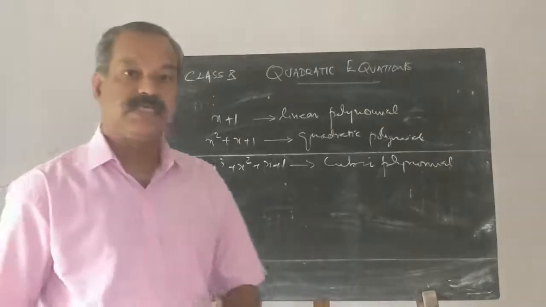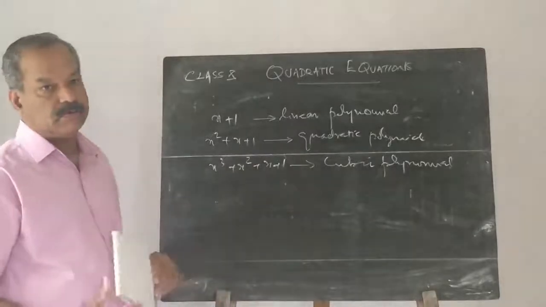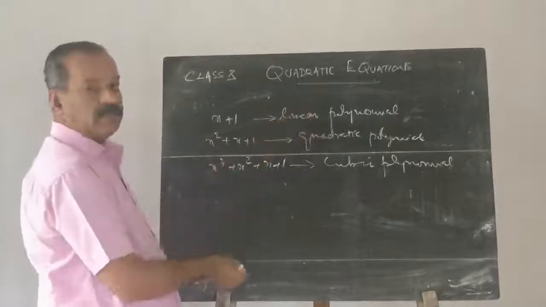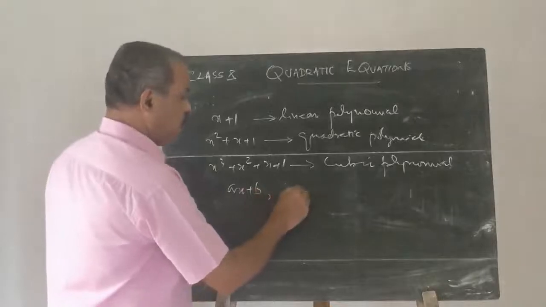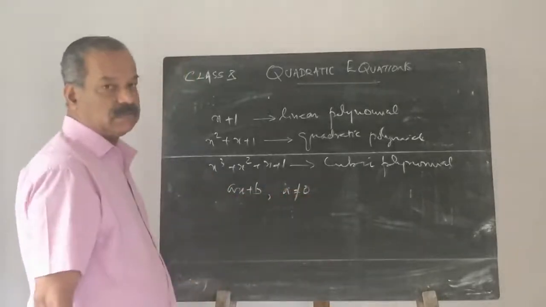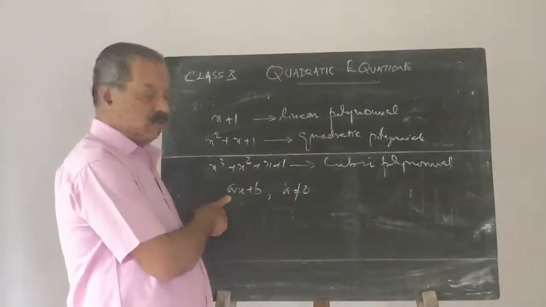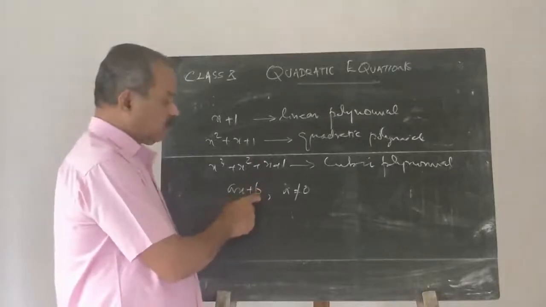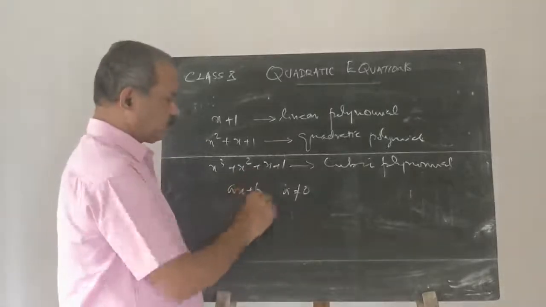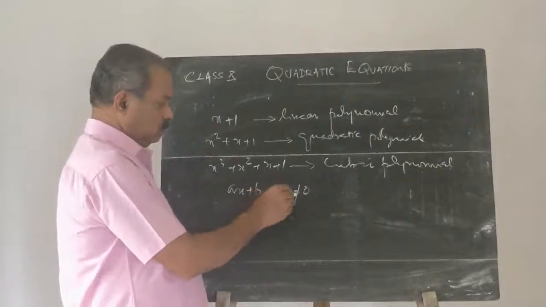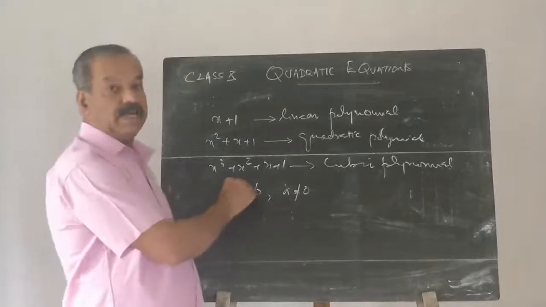We are also familiar with the standard forms of linear polynomials, quadratic polynomials, cubic polynomials, etc. What is the standard form of a linear polynomial? ax plus b, where a is not equal to 0, that is, the coefficient of x cannot be 0. What happens if the coefficient of x equals 0? It will become a 0 degree polynomial, b alone, a number alone. a and b are real numbers. So a cannot be 0. This is the standard form of a linear polynomial.